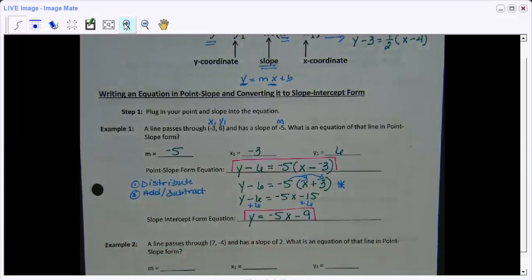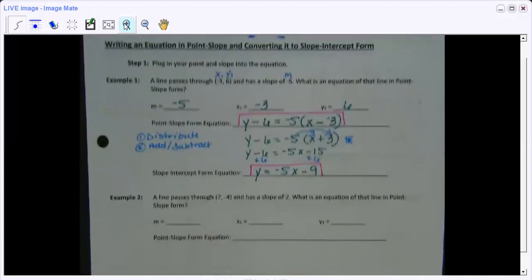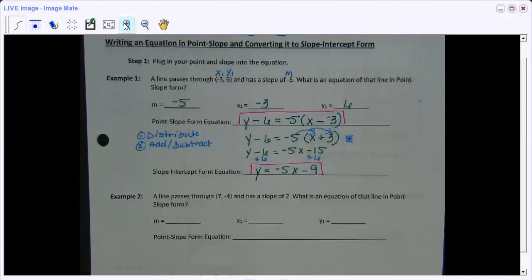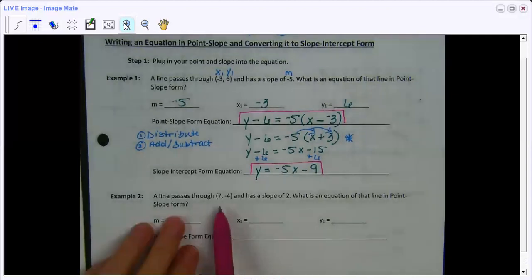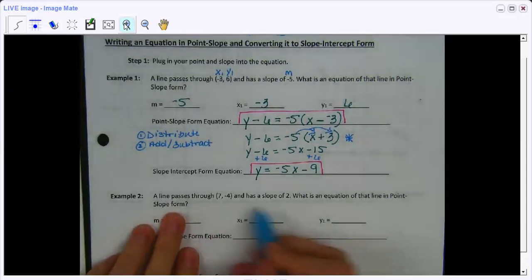Now we're going to go ahead and do example 2. If you want to try this one on your own, you can, but if you want to follow along with me, that is fine as well. If you would like to do this on your own, go ahead and pause the video, but I'm going to keep going. Okay, so a line passes through (7, -4) and has a slope of 2.